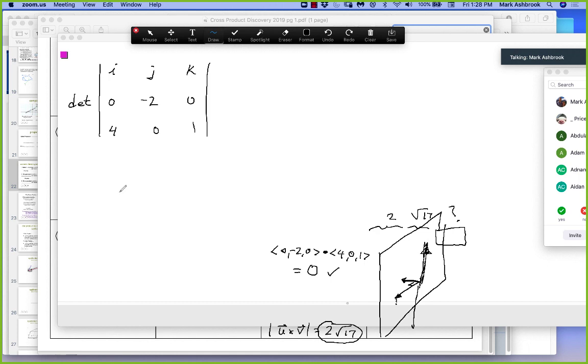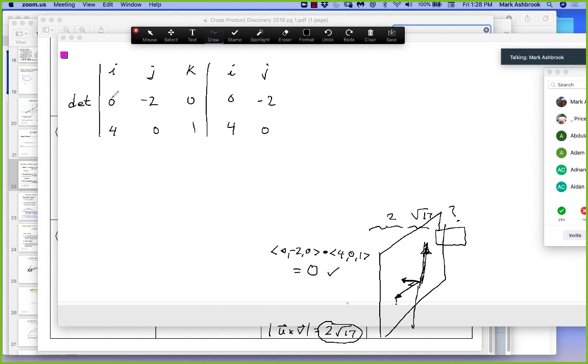So if you've done determinants before, there's different methods to do the determinant. Any method will get you the right cross product. I will show you my preferred way, but if you have a different way to do the determinant, you're welcome to do that as long as you're doing it right. So the way that I like to do this is I like to repeat the first two columns. So write the first two columns again, I, 0, 4, and J, negative 2, 0.